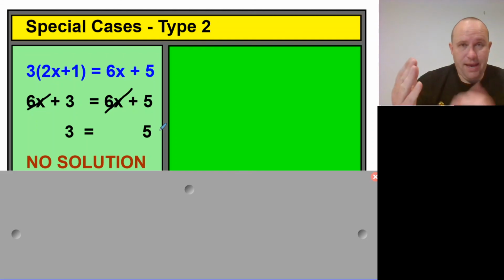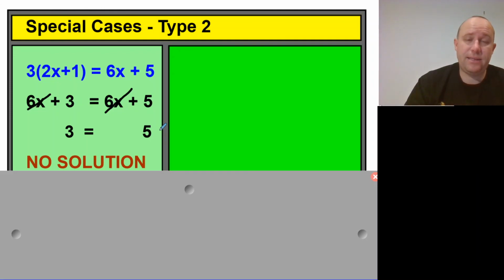When we have the same number of x's on both sides, it's either going to be no solution or infinite solutions, depending on if they're exactly the same: infinite solutions. If they have the same number of x's but have different constant terms, we're going to put no solution.